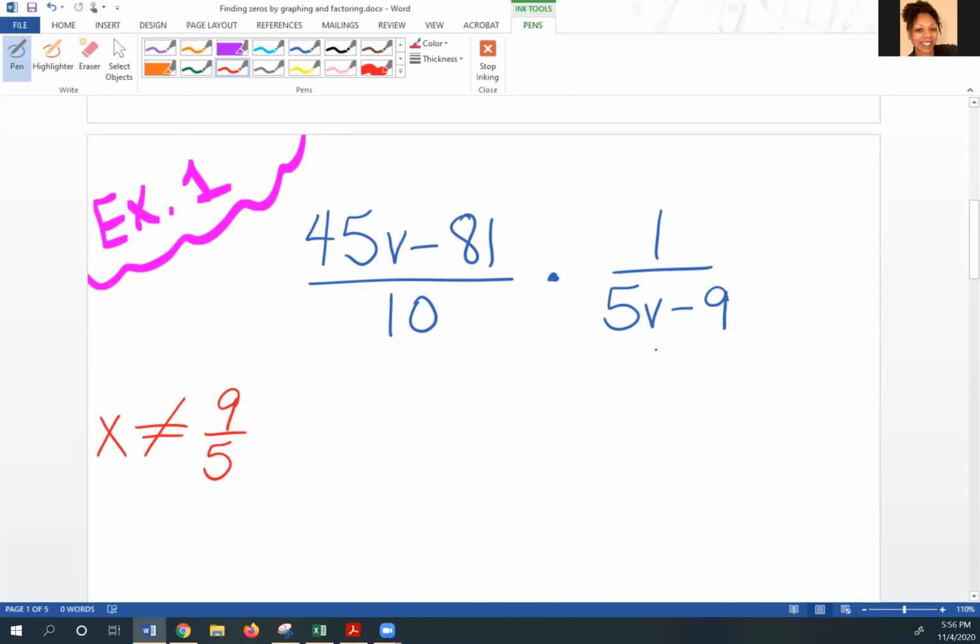That's an excluded value. Well, how did you get that? Well, the quickest way is to change the sign in front of your constant, which I did, and divide it by the number that's in front of your variable, which I did here. The other way is to simply set it up as 5v minus 9 equals 0, and then solve for v. Whatever v ends up being, that's an excluded value. And then again, you take that 9 and divide it by that 5.